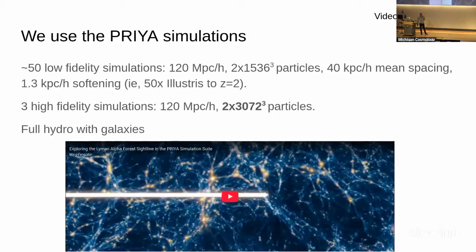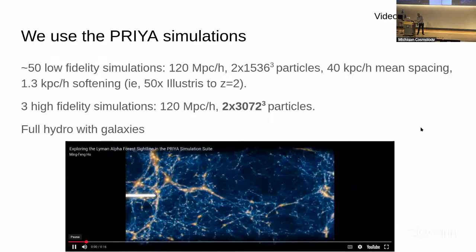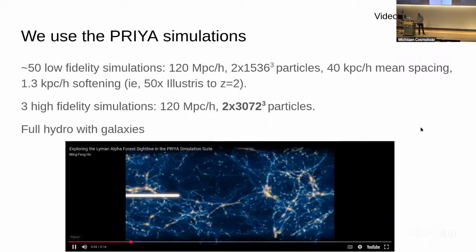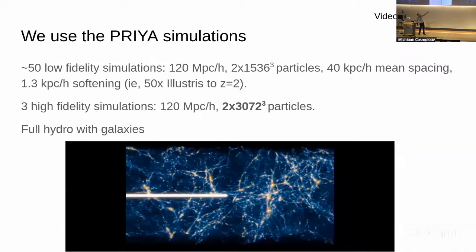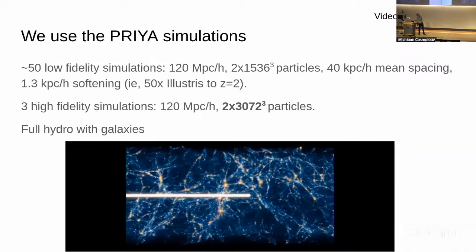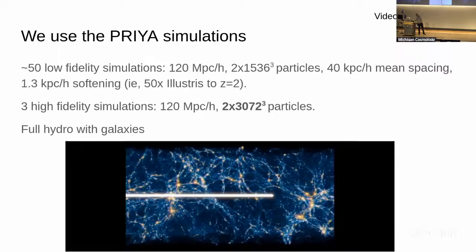We did a new analysis of the Lyman alpha forest using the Priya simulations. They are named after my wife. This is a good choice. These are 50 very large simulations with 1,500 cubed particles and 3 exceptionally large simulations with 3,000 cubed particles. They look like this. This is Ming-Feng's movie. Like I said, I don't have a Hollywood movie today. This is the next best thing, going straight through the box. These are full hydro simulations.